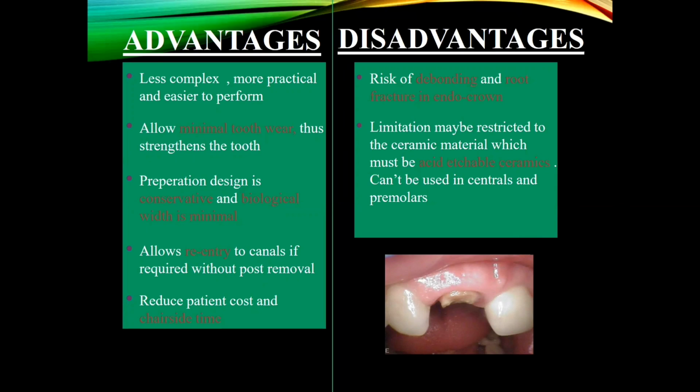To name a few disadvantages, it poses a risk of debonding and root fracture in endo-crowns. And limitation may be restricted to the ceramic material, which must be acid etchable ceramics. And it cannot be used in central teeth and premolar teeth.